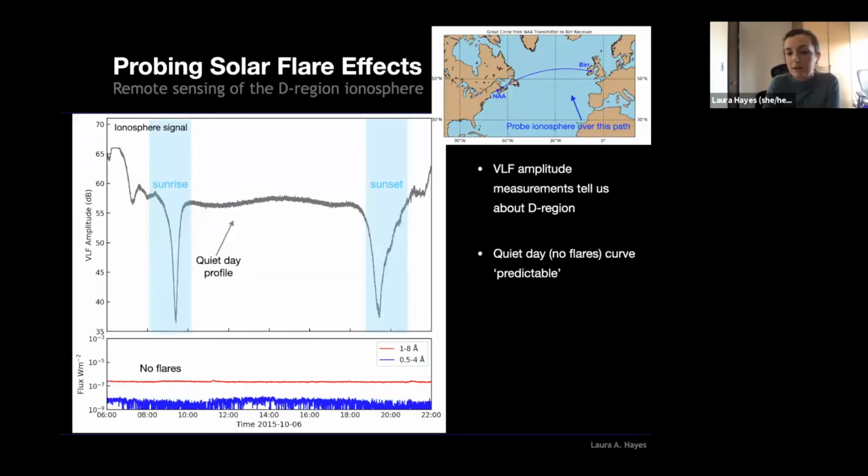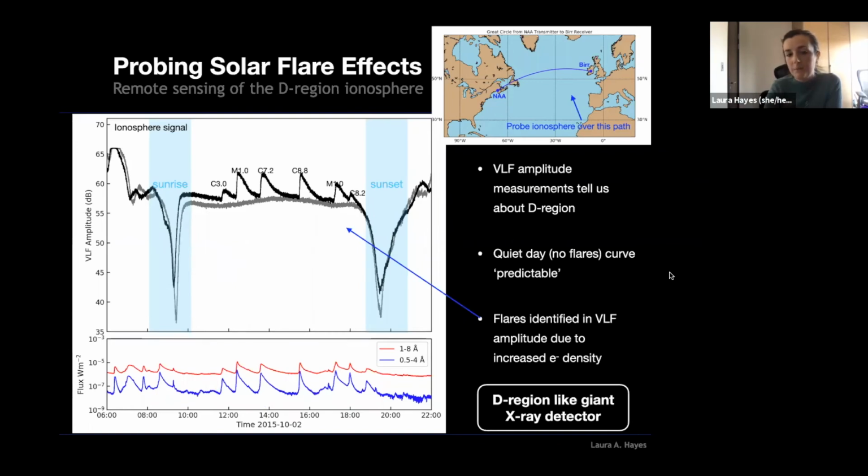Just to give you an idea of what this might look like, these are some observations from a receiver we have in Birr in the middle of Ireland. This is picking up a transmitter in Maine in the US, so we're probing the ionosphere across this path. And this is what the VLF amplitude looks like. We can see there are these large dips at sunrise and sunset, and that's to do with modal components and an awful lot of complicated terminator physics going on that we don't really care about. But we can see that during the day, it follows this nice diurnal pattern. This is actually what a day looks like when there are no flares, when the sun isn't very active and everything is quite stable. However, when a solar flare occurs, this is again going to increase the electron density profile of the upper waveguide.